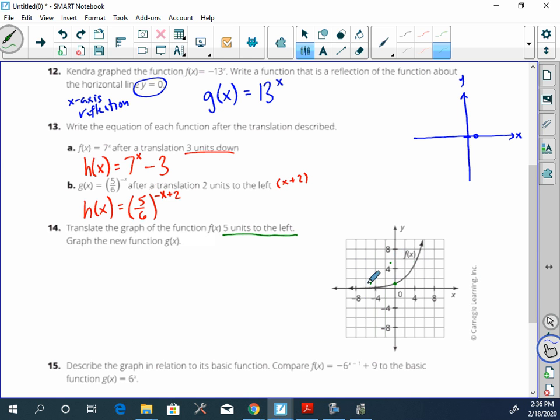And it's still going to approach the same horizontal asymptote. When you shift left or right, the horizontal asymptote doesn't change. So it'll grow similar to what you see there. So something like this. And then it'll approach that x-axis here still. And it says graph the new function g of x. So this is my g of x function that I just graphed. So you should just show a couple of these points plotted there.